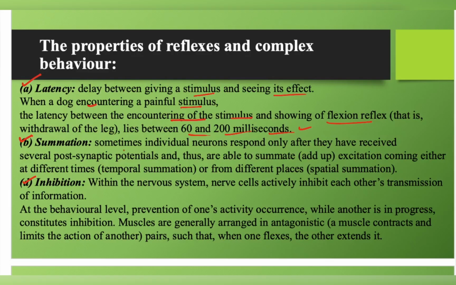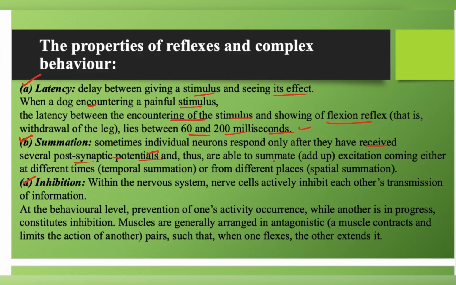Then comes summation. Summation is when individual neurons respond only after they have received several postsynaptic potentials. Right now, I am assuming that you people are aware of what postsynaptic potentials are. If you are not, please kindly write down in the comment section, and I'll make a separate video for that. So summation, as the word suggests, is basically summing up: the individual neuron can only respond when it has received enough postsynaptic potentials.